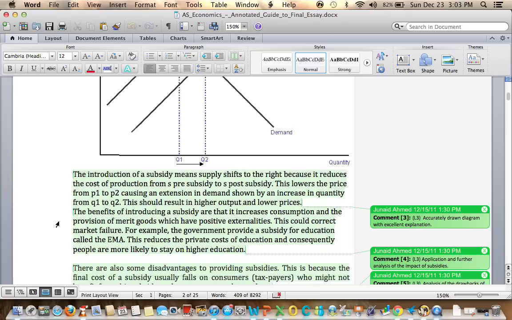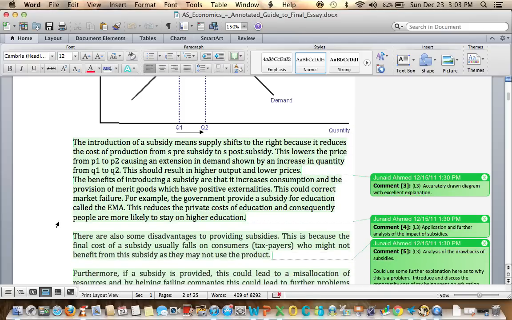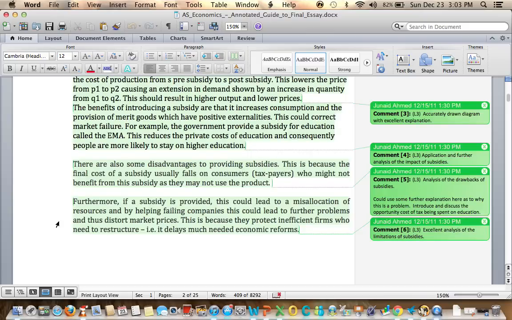Excellent. Explains the diagram, tells me the outcome, lower price, increased output. Then we talk about that there's greater consumption of merit goods and the provision of it, they're more supplied. Then correcting market failure, good, and then here's an example. And the example even says the private cost of education decreases and people are more likely to stay on. Now, that's how it works, the benefits. Now let's talk about the drawbacks.